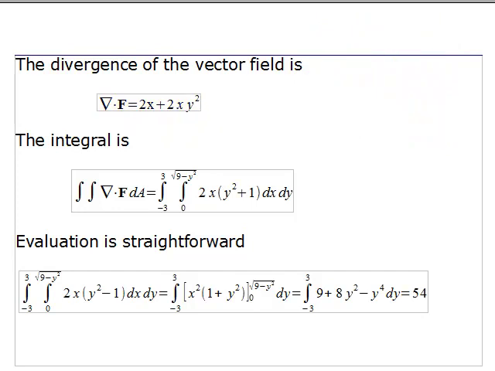Alright, so we're going to continue with this function, this divergence, which means it must have come from a function that looked like this, possibly.